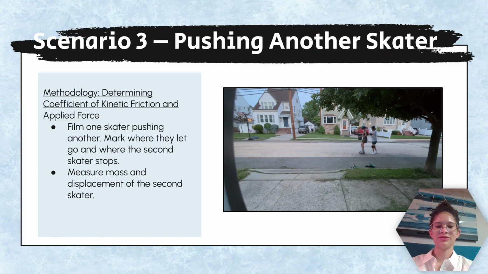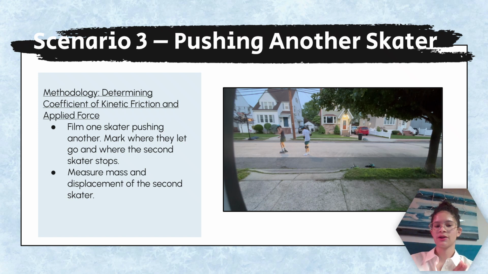And then you determine the coefficient of kinetic friction and applied force by filming the skaters pushing each other, and then you mark where they stop being in contact, and then where the second skater stops, and you measure the mass and displacement of the second skater so that you can find the amount of friction.